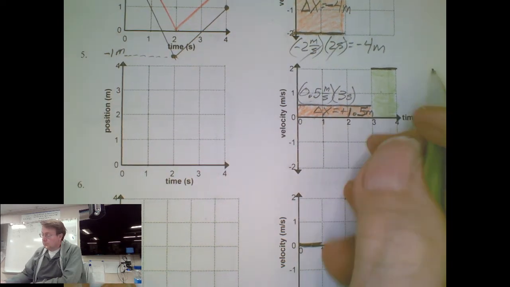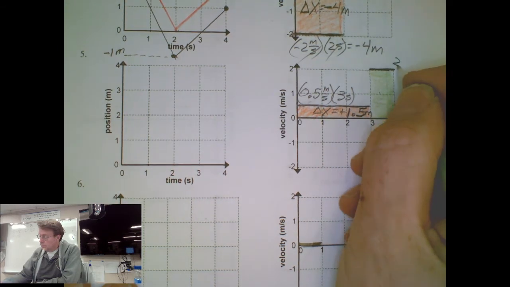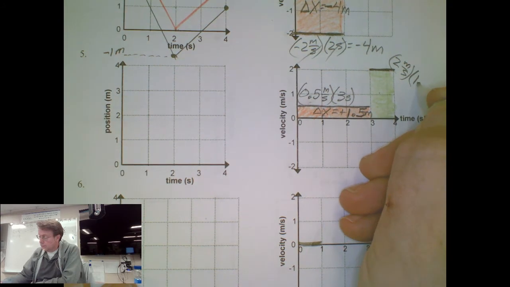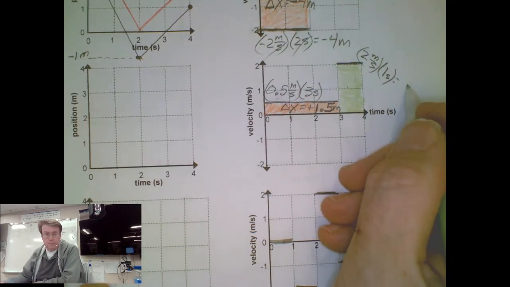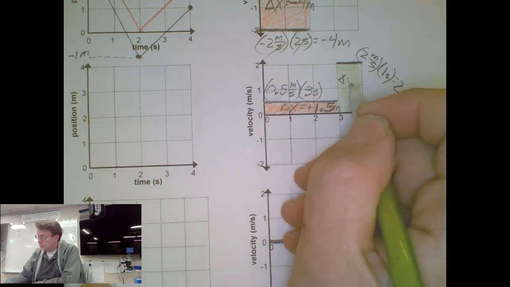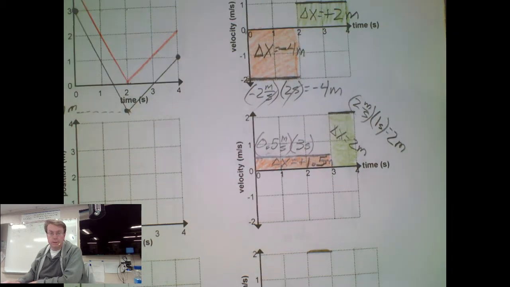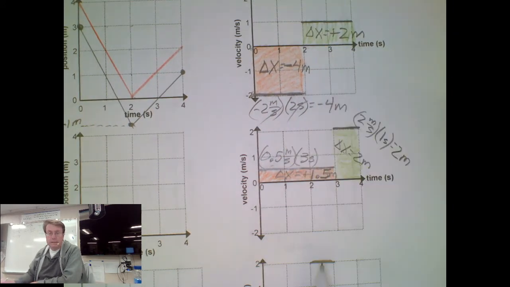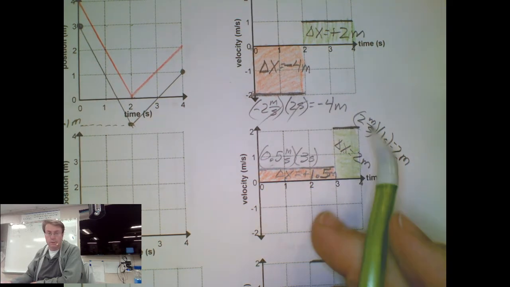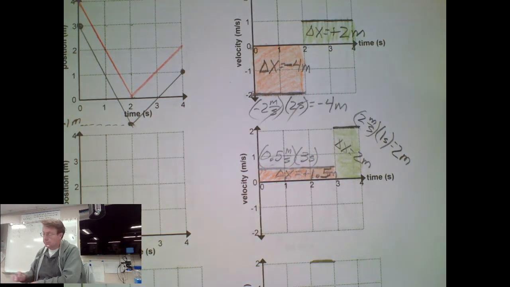Now for this one, we have a height of 2 and a width of 1. So 2 meters per second times 1 second gives us a displacement of 2 meters. Notice the similarity with the top one up here. The difference with this one, though, is that we go 2 meters in 1 second, whereas on the top one, we went 2 meters, but it took us 2 seconds to do it.